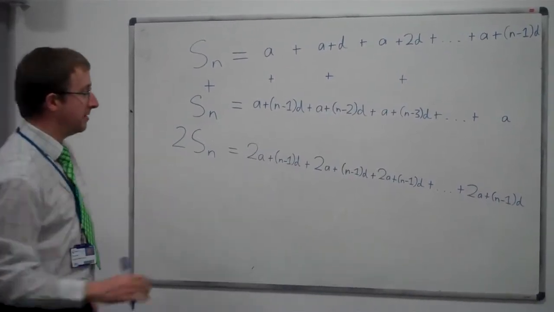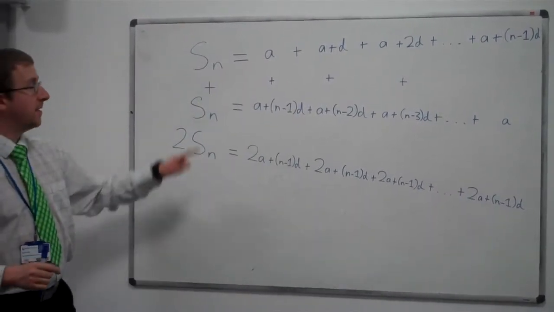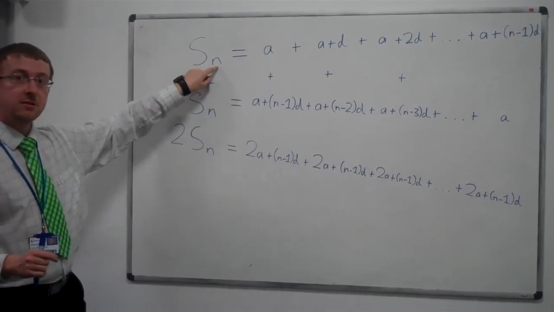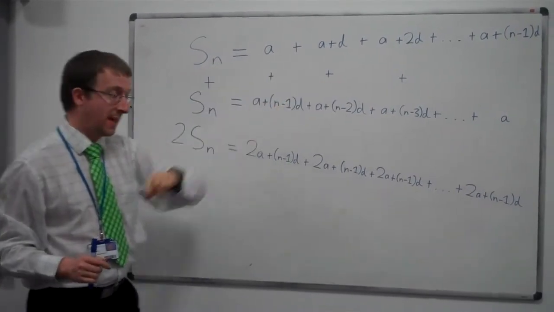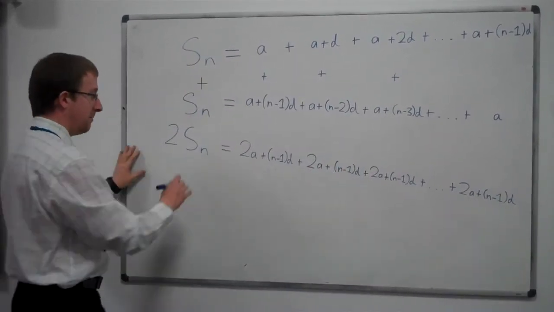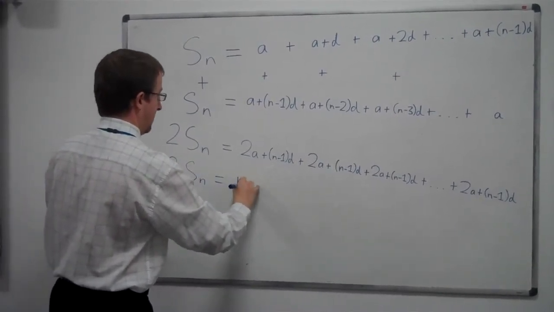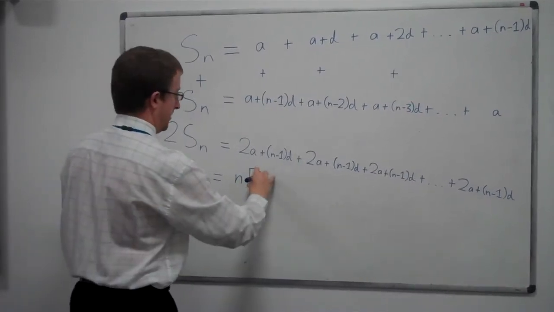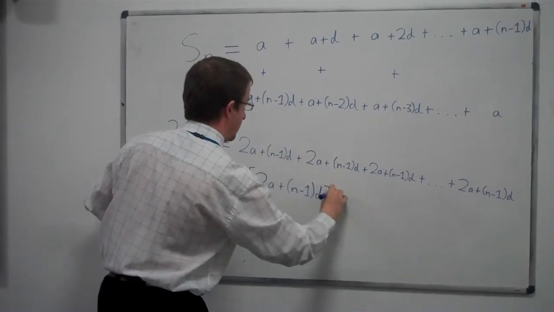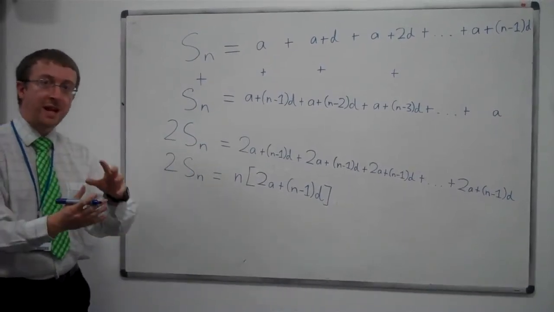Right, we're much closer now. Just need to find out how many of these we've got in the line. Well, we started writing out in a very general way n terms. That's how many we were supposed to have. So there will be n lots of 2A plus n minus 1D. So we'd end up with that. Notice the square brackets, the formula really coming together now.